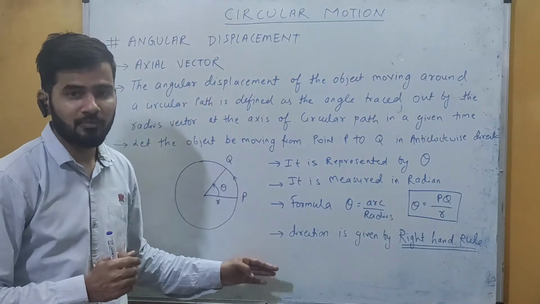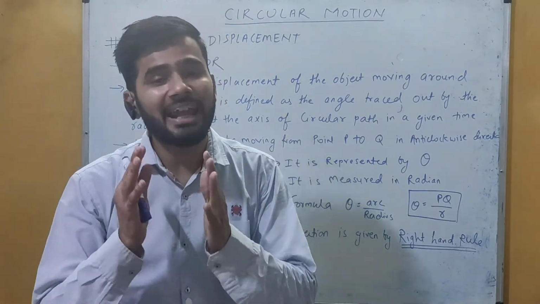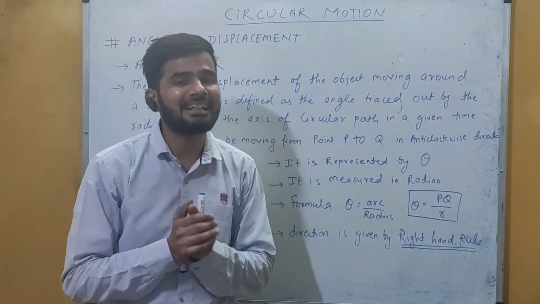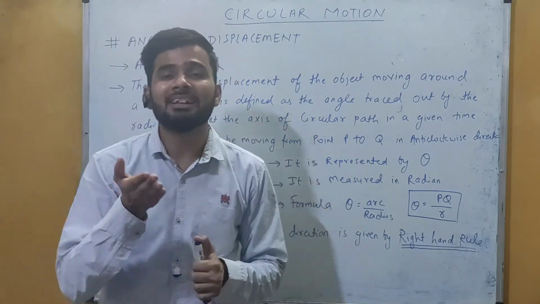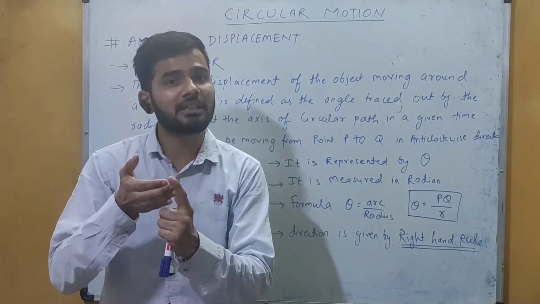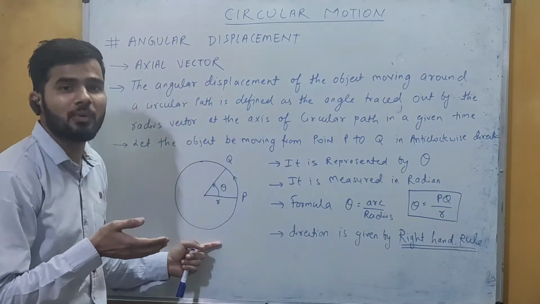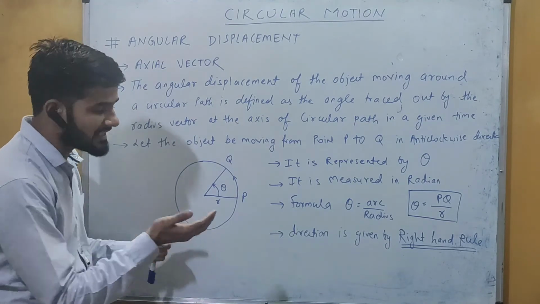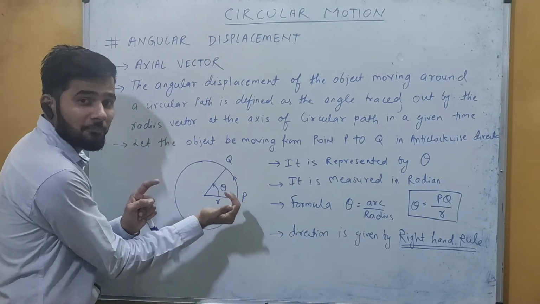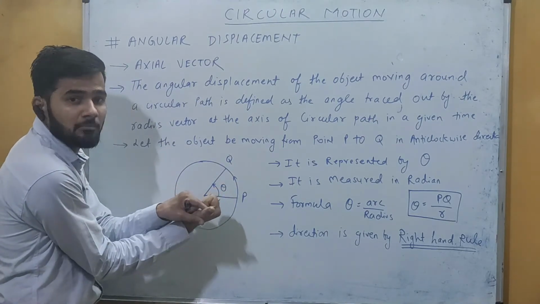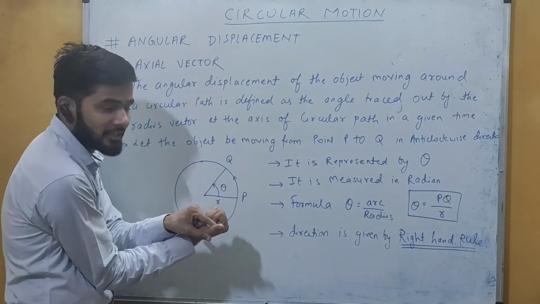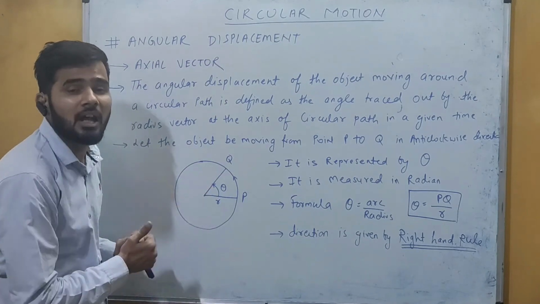Next is the direction. It's very important. We have seen that for any kind of axial vector, the direction is given by the right hand rule. Now what is this right hand thumb rule? Here we have to use our right hand and we have to curl the fingers in the direction in which the object is moving. Suppose the object is moving in anti-clockwise direction, then in this case we have to curl the fingers in anti-clockwise direction, in the same direction as the object is moving. Then the thumb, in whatever direction it points out, that is the direction of that axial vector. So here in this case it is perpendicular outwards.